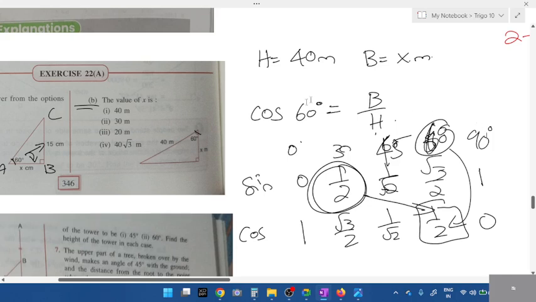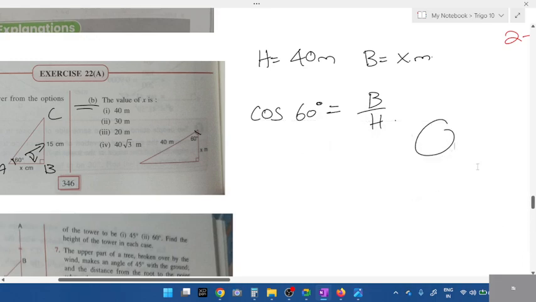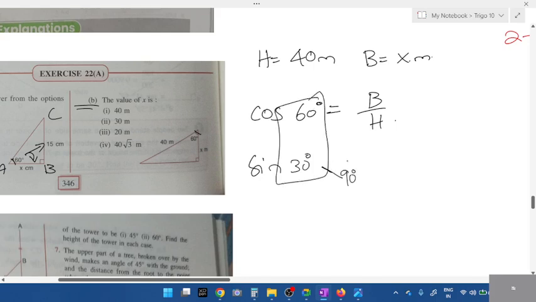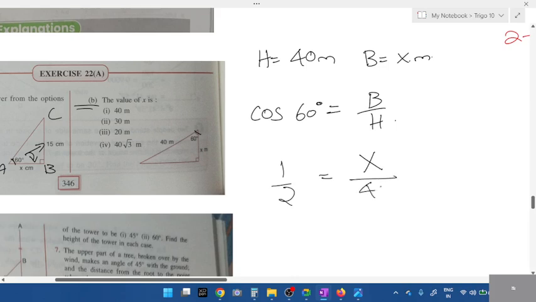So if cos 60 degrees is given, convert into sine, students. It is sine 30. If you remember sine 30, that is enough. Complementary angle relation: look here, cos 60 will be equal to sine 30. Together they should form 90 degrees. Complementary angle concept. Sine 30 is 1 by 2. So 1 by 2 is equal to x by 40, and we need to find x. X is equal to 20 meters. The answer is option 3.